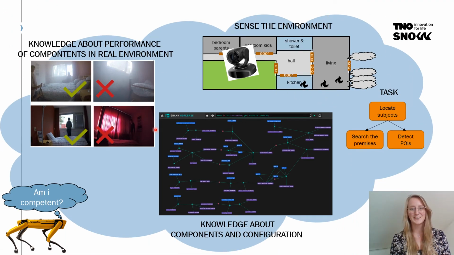This model is implemented in an ontology, where we modeled all components of our system and their functional requirements. We also trained a model about the performance of all the components of the system in different environmental conditions. As you can see here, in a very smoky and a very dark condition, it cannot detect humans as well as in a very clear or less smoky environment. And since we can sense the environment and we know the task to be executed, we can combine this knowledge in the ontology and, using the process model as I just explained, reason about the current competence of the system.